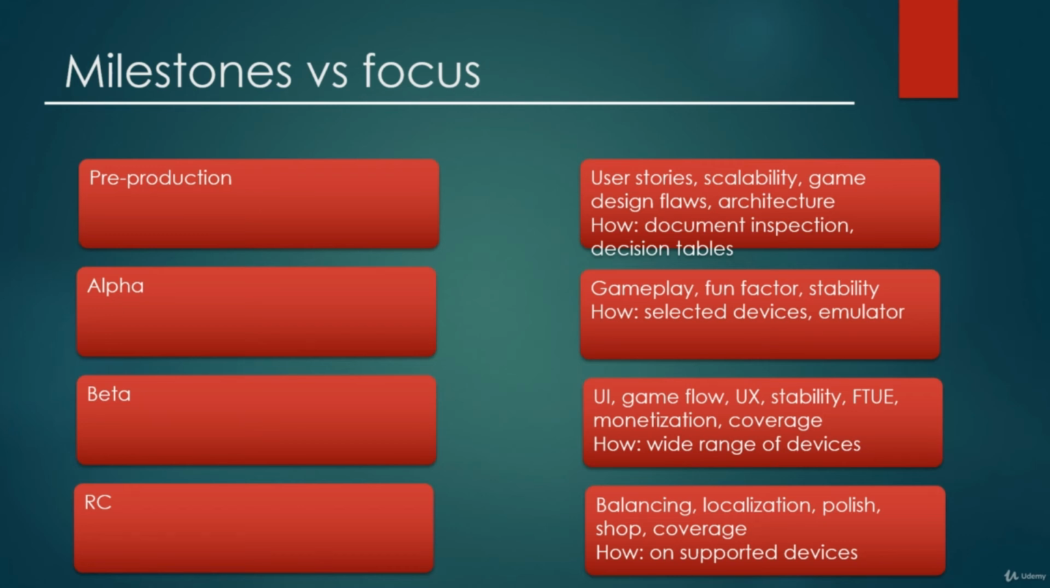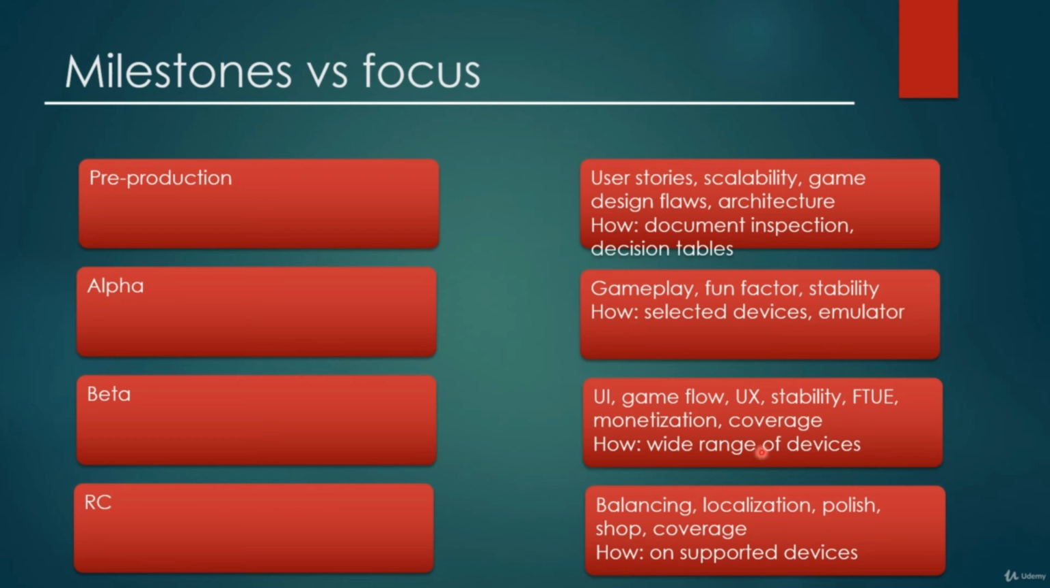You will see there's a difference between beta and RC, because in beta we say wide range of devices, and on RC we say supported devices. So I guess that you can see it here. Why is it different? Because here we might actually test on devices where the game doesn't even work, but we won't know that it doesn't work until it's tested.